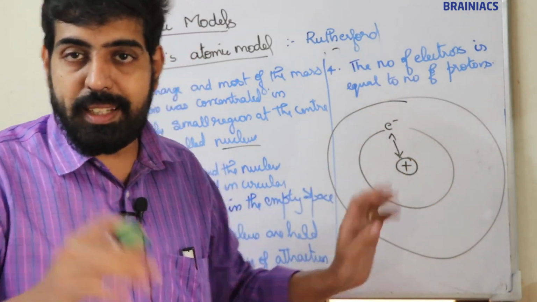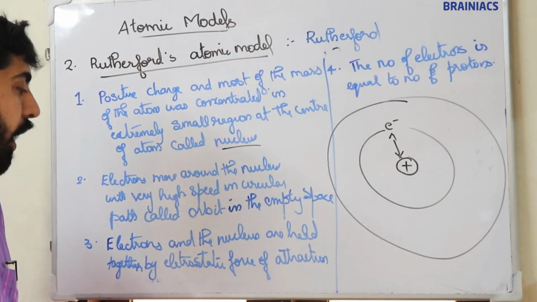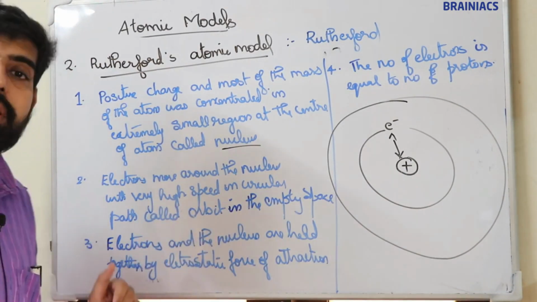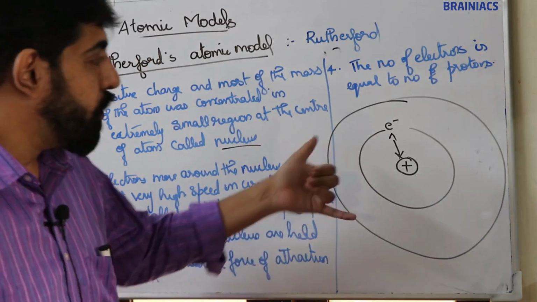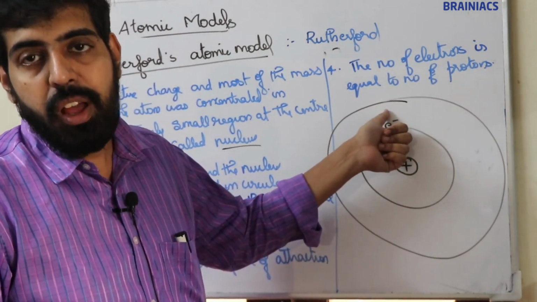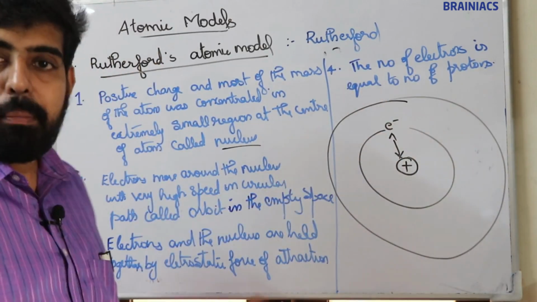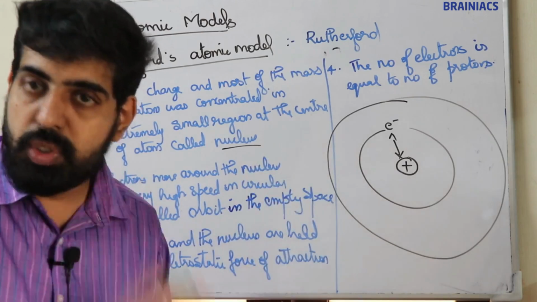Okay, I think it's clear. Now, third one: electrons and the nucleus are held together by electrostatic force of attraction. So the protons present in the nucleus and electrons in the orbit are held together by electrostatic force of attraction.